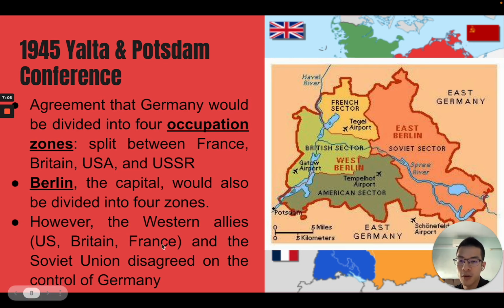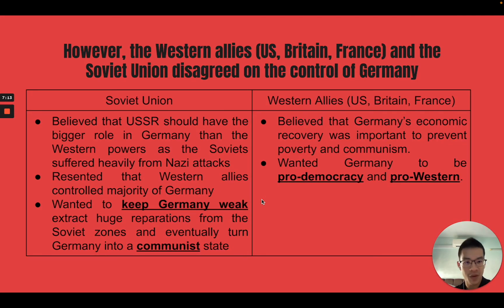Out of this splitting of Germany, the Western allies, which include countries like the US, Britain, and France, and the Soviet Union disagreed on how Germany should be controlled. What was the essence of the disagreements? For the Soviets, you've got to think from their mindset. They had been invaded by Germany twice in the 20th century. The first was in World War I, and the second, once again, in Operation Barbarossa, which you remember from Chapter 4, outbreak of World War II.